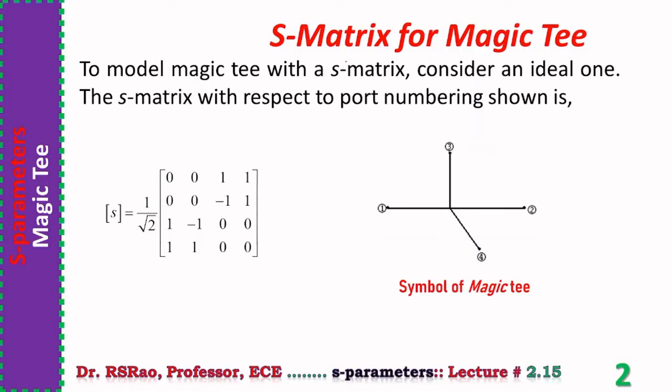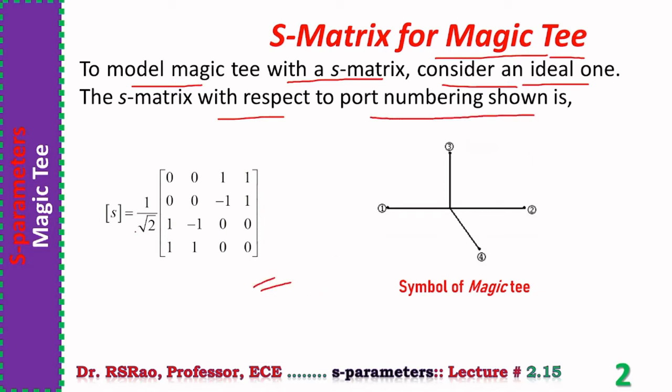Before going to the actual process of deriving the S matrix for magic T, a few points as introductory remarks. To model magic T with an S matrix, consider an ideal one. The S matrix of magic T with respect to the port numbering given is S equal to 1 by root 2 times the matrix 0, 0, 1, 1; 0, 0, minus 1, 1; 1, minus 1, 0, 0; 1, 1, 0, 0.